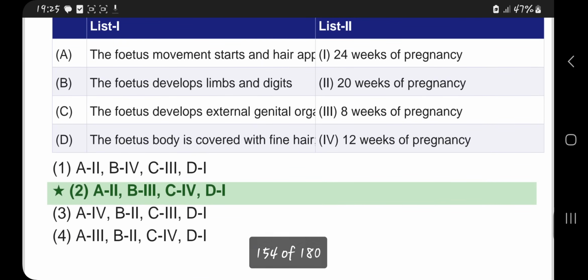A2, 20 weeks of pregnancy, because I remember it as 5 months. The fetus develops limbs and digits. B is 3, that is 8 weeks of pregnancy. C, the fetus develops external genital organ, that is 8. C is 4, 12 weeks of pregnancy. So D, one, the fetus body is covered with fine hair, 24 weeks of pregnancy.